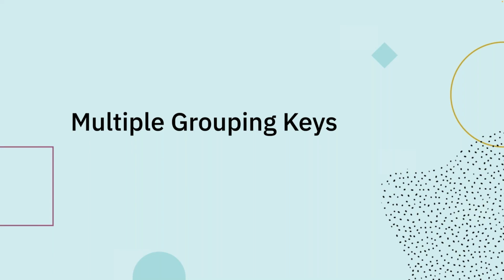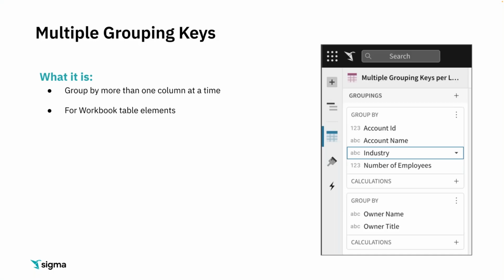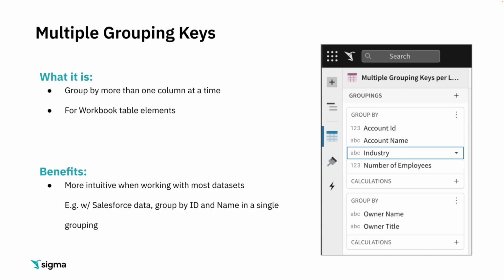Okay, so let's move to multiple grouping keys. I know we have a lot of analysts and BI users watching the webinar, so this one applies to everyone here. This is a feature which I've been waiting for a long time as well. It's the ability to group by multiple columns all at one time, and this applies to tables that you're creating in a workbook. So you're accessing some table in a workbook and you want to group by multiple columns in one shot. The benefit of this is that it's a lot more intuitive.